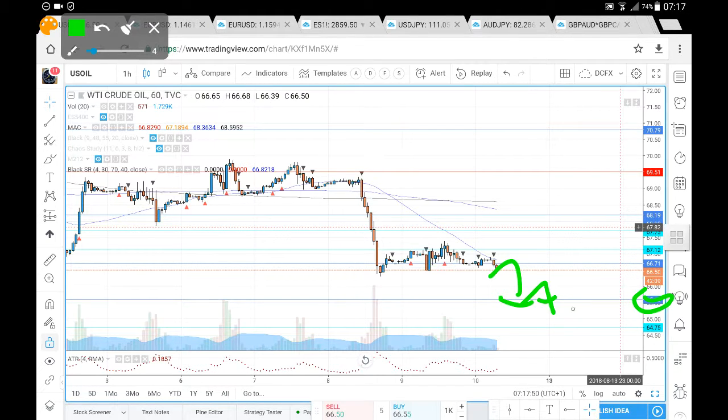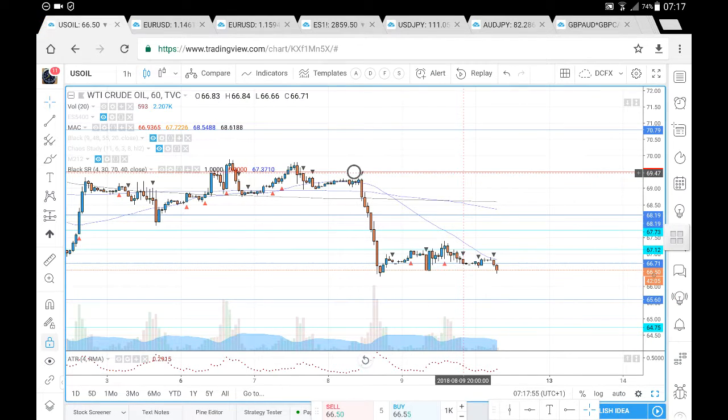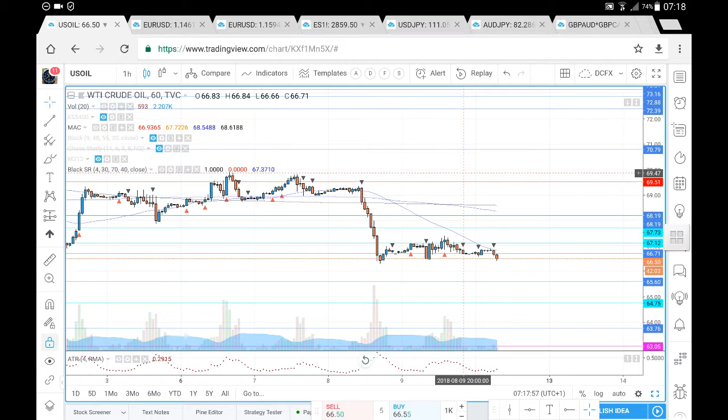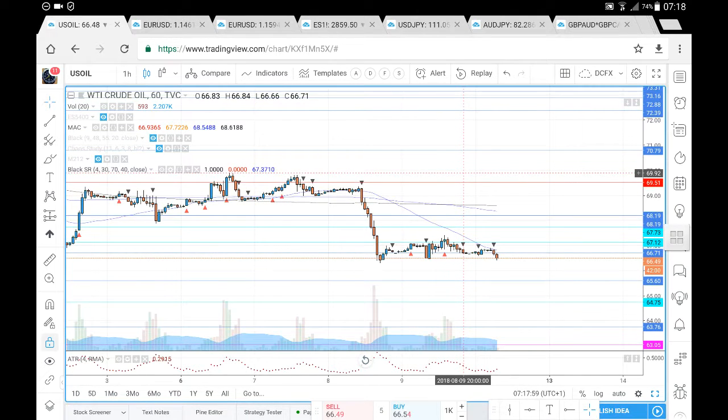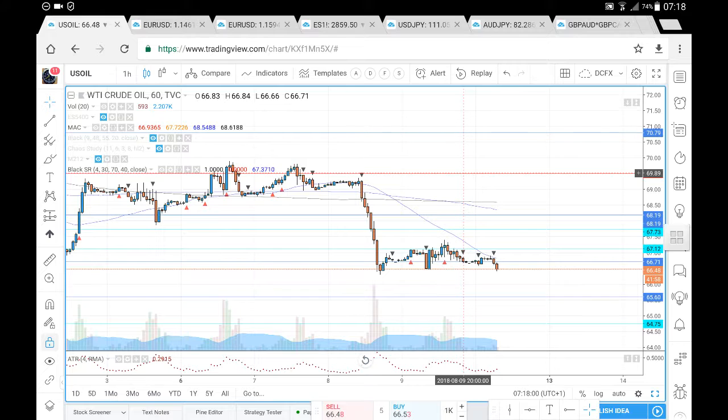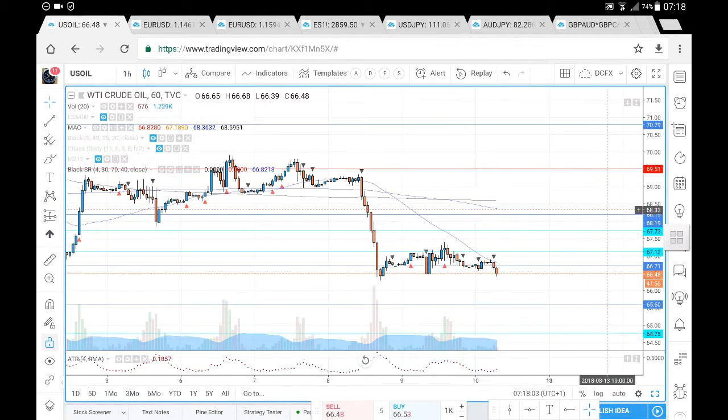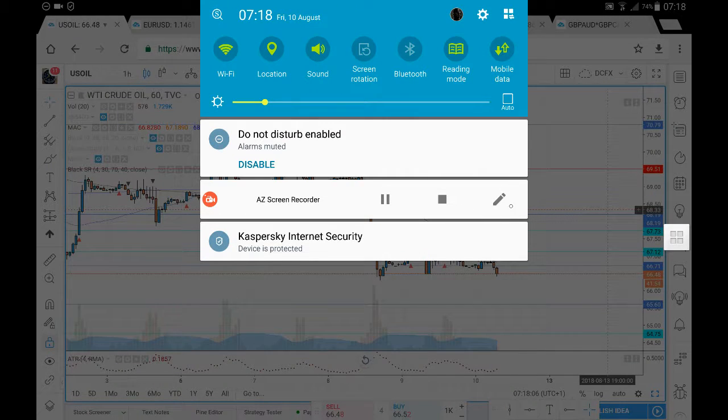If we do fail to hold support at 65.60, we're then looking for price head down towards our 64.75, which I'd expect to be the far end of the range here to the downside. Don't anticipate 63.76 coming to focus. May just be around at 64.75 or at 64.50 here on the US oil.